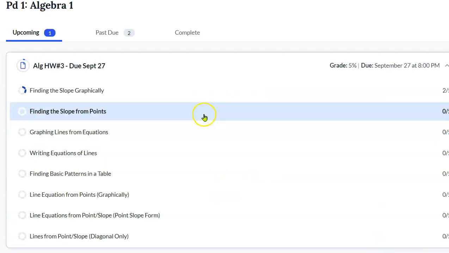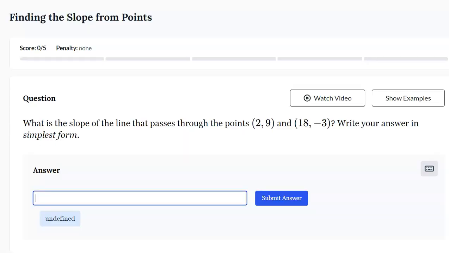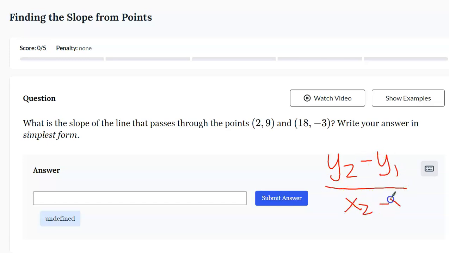Let's take a look at the second topic, finding slope from points. In this activity, you'll need to use your slope formula, which is y2 minus y1 over x2 minus x1. It may help you to label these points. This is my first point, so it's x1, y1. This is my second point, so it's x2, y2.